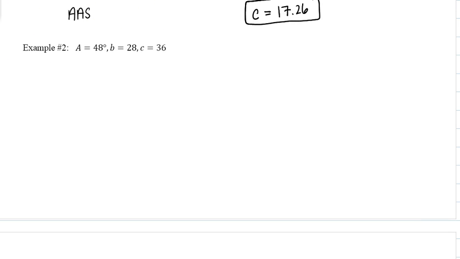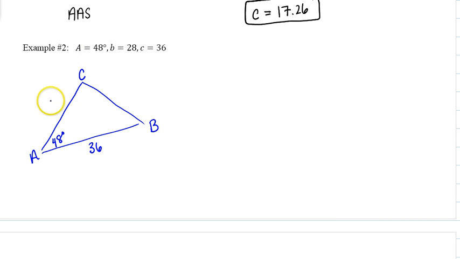Now we need to determine what is best to use for this. Well, okay, let's draw my triangle. A is acute, so I'll put it right here. 48 degrees will be A. And then I'm going to label my triangle so that since C is bigger, I'm going to make that my bigger side, 36. And B, opposite B, would be 28.